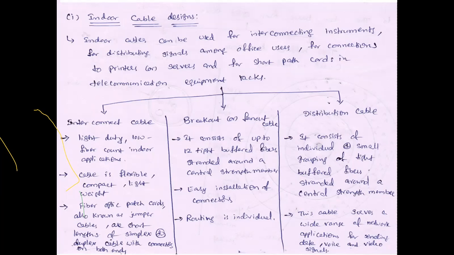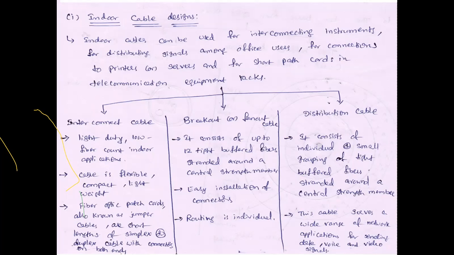It consists of up to 12 tight buffered fibers stranded around a central strength member. Nothing but here in this breakout or fan out cable, 12 optical fibers are bunched together, and installation is easy, and routing is individual. Routing is nothing but transmission over an individual connection.